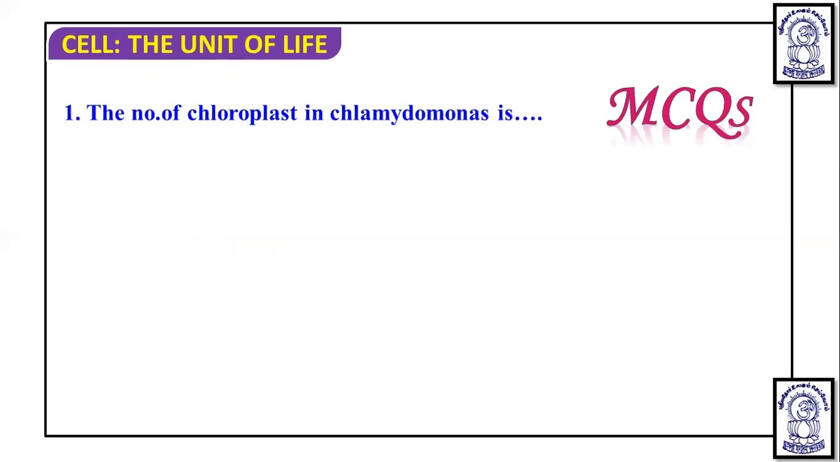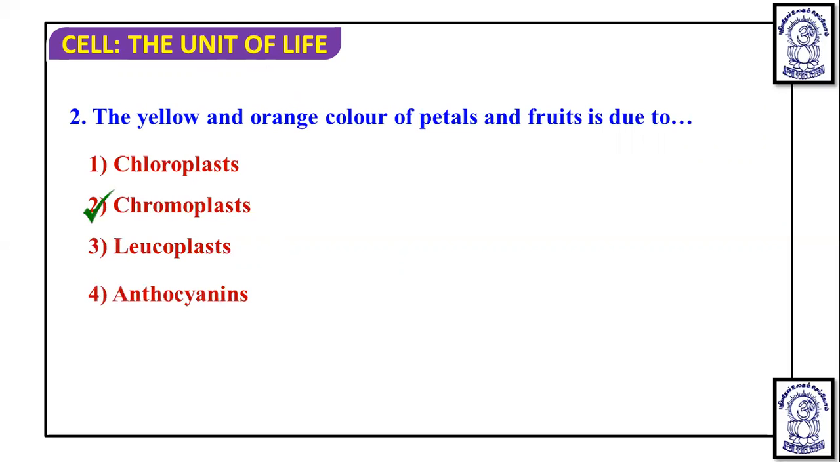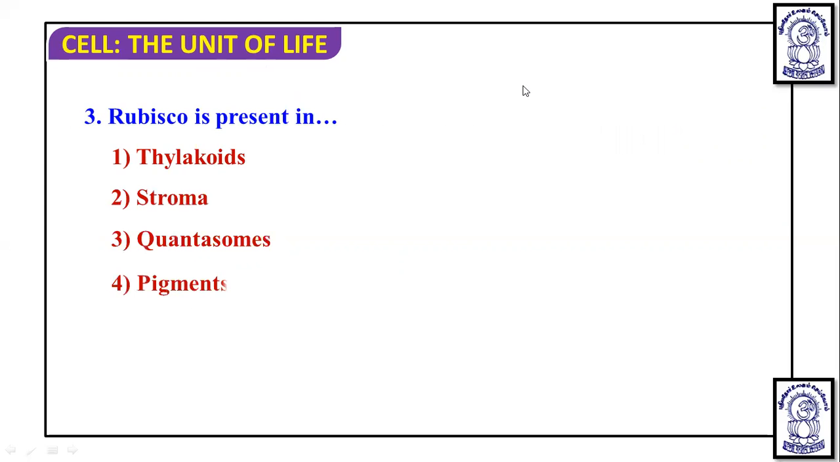So if we talk about some MCQs: the number of chloroplasts in Chlamydomonas. We have studied that the number of chloroplasts in a Chlamydomonas cell is 1, and Chlamydomonas is a single cell. Yellow and orange colored petals and fruits are obviously due to the colored pigments found in the chromoplasts. Rubisco is present in... Rubisco is the full form of ribulose 1,5 bisphosphate carboxylase oxygenase, meaning it has the capacity to bind with carboxylase as well as oxygenase, and the CO2 fixation or dark reaction takes place within the stroma. So Rubisco is present in the stroma region of the chloroplast.